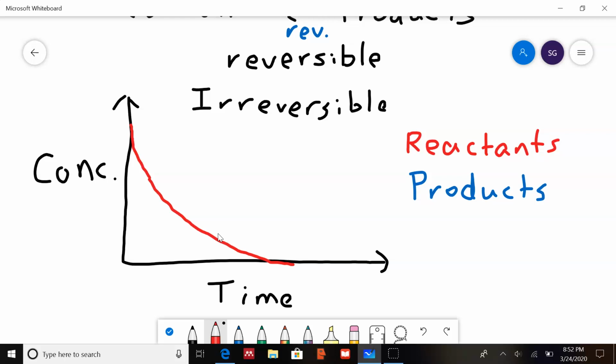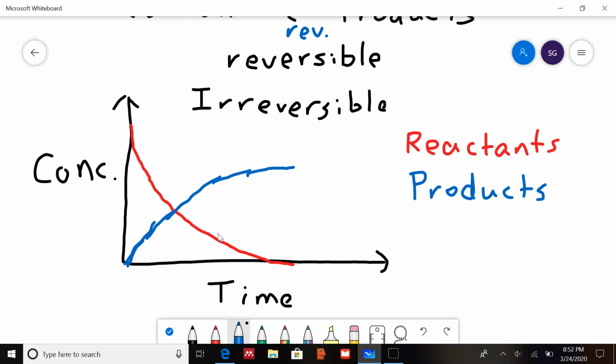Meanwhile, your products are going to start at zero because you start with just your reactants, and they're going to slowly increase in concentration, and then obviously when our reactants run out, our products will no longer be increasing in concentration. So this would be the graph of concentration versus time for an irreversible reaction.